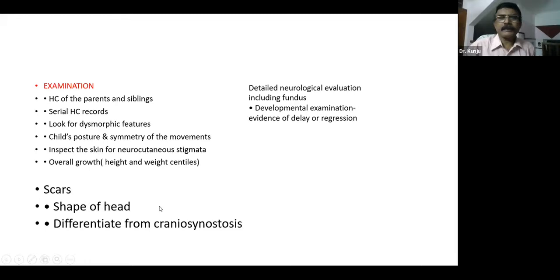Okay. So examination, already I have mentioned that a proper head circumference measurement and charting on a chart is very, very important.